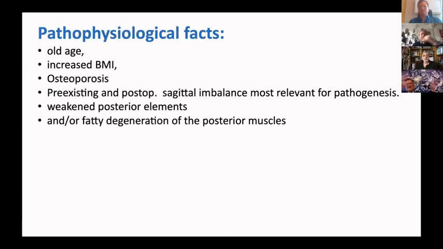There are some pathophysiological facts we have to consider. So that's the age for sure. The older the patient, the higher the probability that they develop such a pathology. There is an increased body mass index. Many people who are overweight are in fact candidates for this kind of pathology, and osteoporosis. And pre-existing and post-operative sagittal imbalance, most relevant for the pathogenesis, and weakened posterior elements, which goes along with fatty degeneration of the posterior muscles, which is a very important issue. These are the key elements.